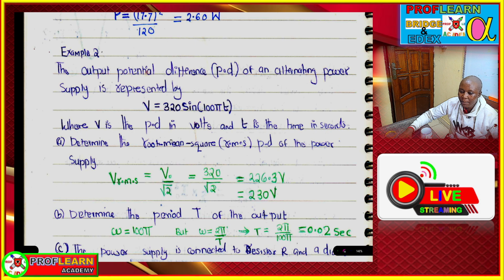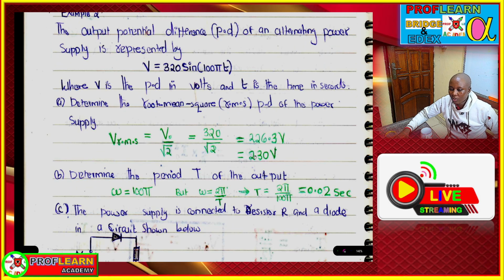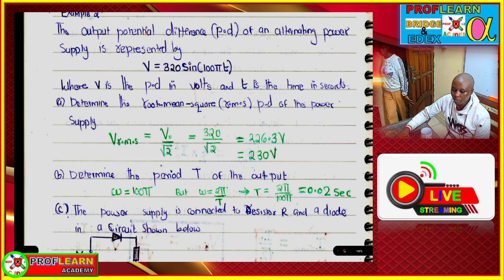Then determine the root mean square of the PD. The root mean square of the voltage is going to be the peak voltage, which is 320 over root 2, and if you work it out, it gives you 230 volts. Then we are supposed to find the period of this output.